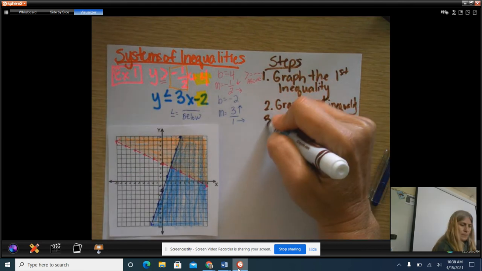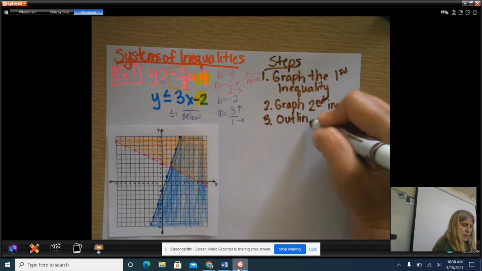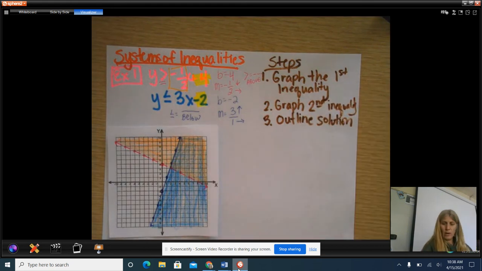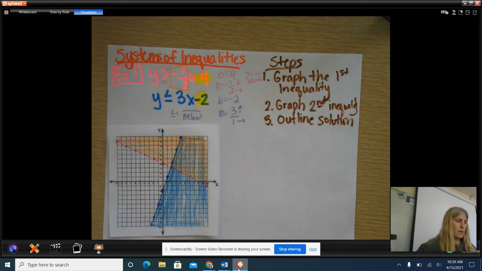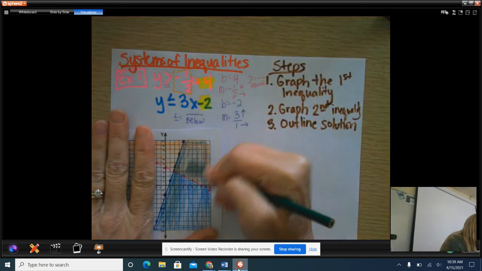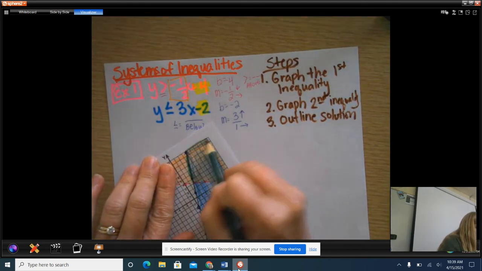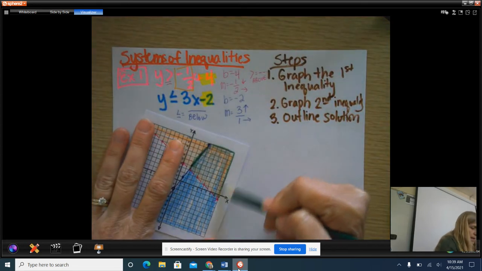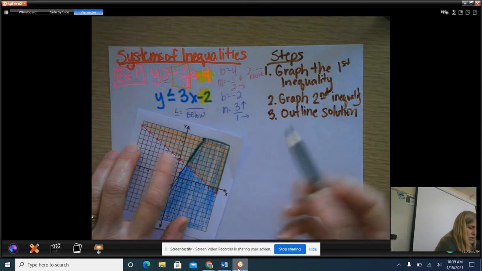Step number 3 is outline the solution. Now, your solution in this case is where your area is double shaded. So you can outline that to make it a little bit more strong. I'm going to outline mine in green here. And so remember that this is going to continue forever in all those directions.